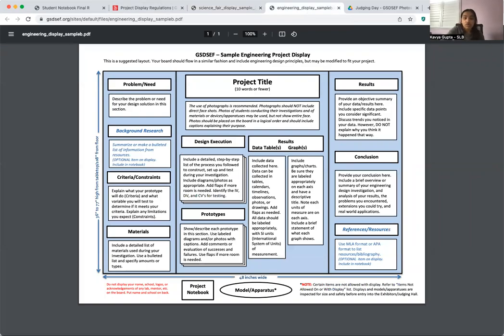Any questions about poster guidelines, requirements, things like that?